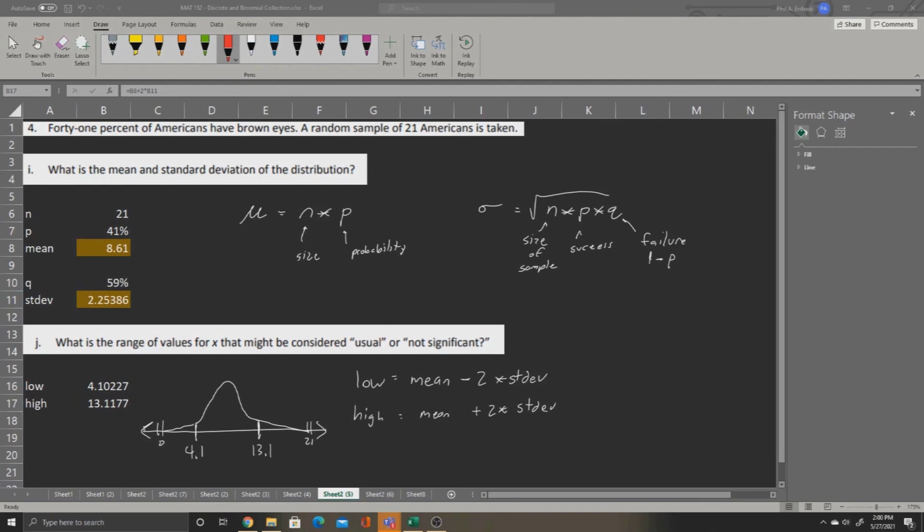If we do this experiment again, we have a 95% probability of ending up somewhere between those two markers. Anything that falls outside of those markers would be considered unusual. Anything inside is considered usual.